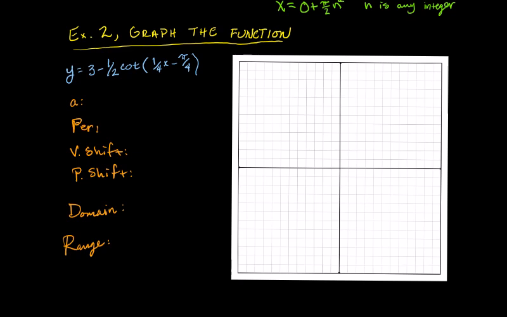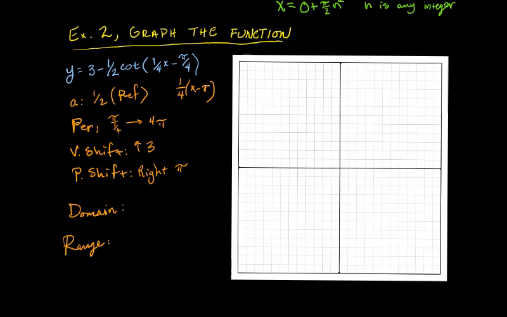All right, so 1/2, but I know I'm going to reflect it. So we're going to reflect over the x-axis. The period, right, so if I factor out 1/4, that would be x minus pi. Right, so the period is going to be pi divided by 1/4. So that's going to become 4 pi. Our vertical shift is up 3. And then our phase shift is right pi.